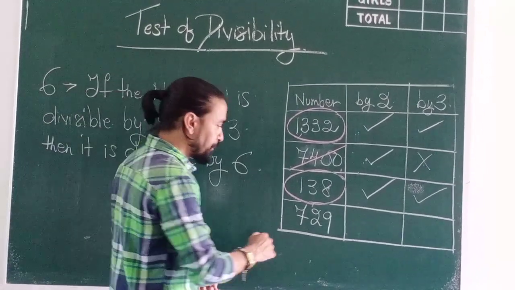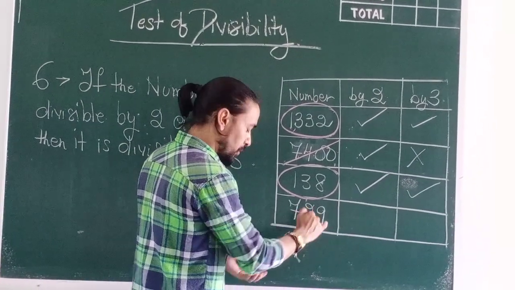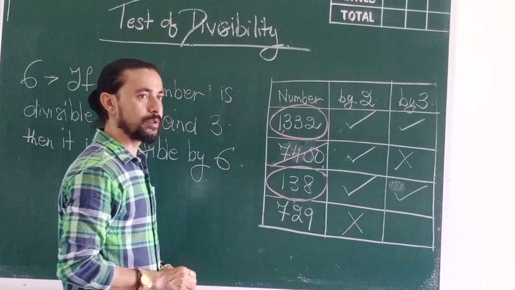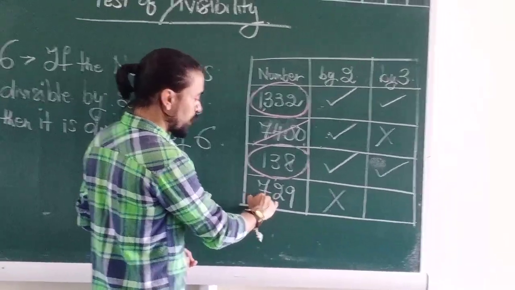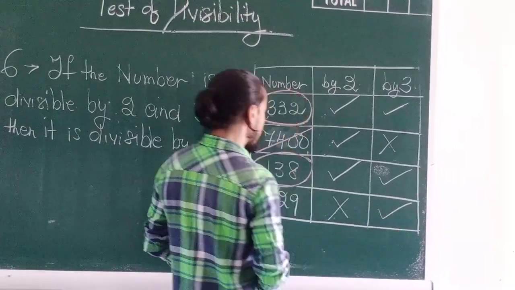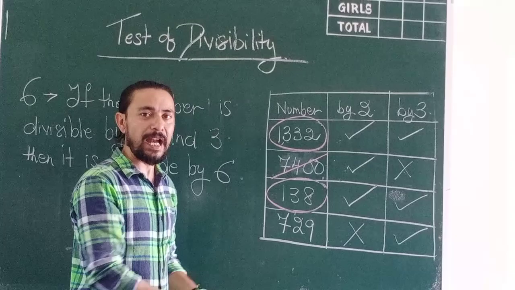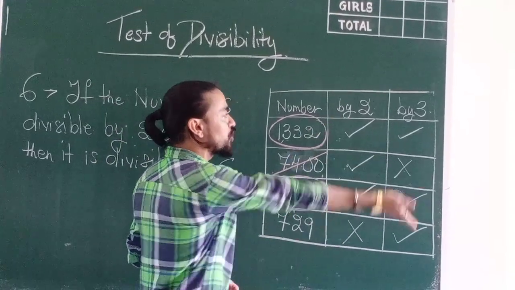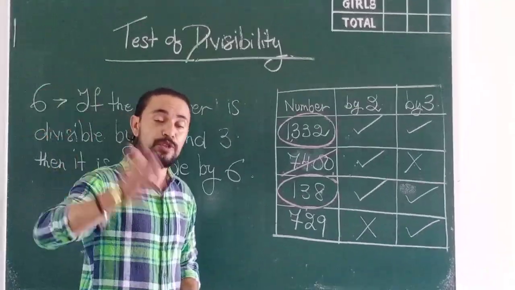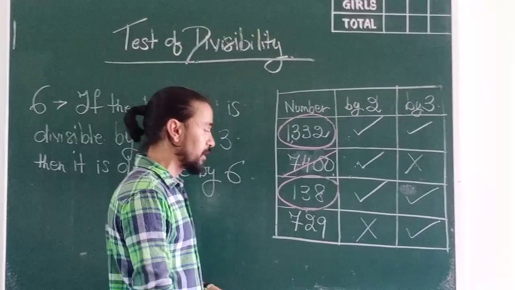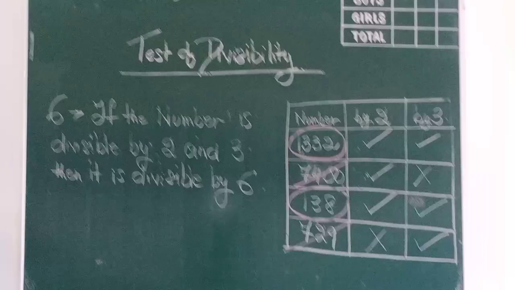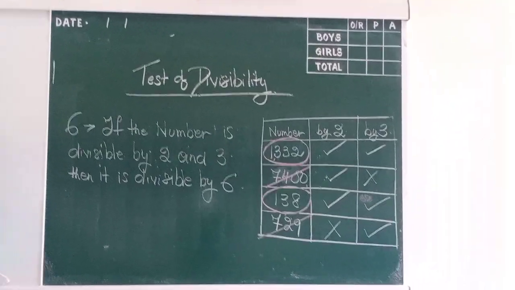720. Let's check this. Ending with even number? No. Not ending with even number, not ending with 0. So not divisible by 2. Divisible by 3. 7 plus 2, 9. 9 plus 9, 18. Divisible by 3. But it is not divisible by 2. It has to be divisible both by 2 and 3. Actually, once it's not divisible by 2, I don't check for 3. Because when it's not divisible by 2, obviously, it's not divisible by 6. The rule states that it has to be divisible both by 2 and 3. So this number is also not divisible by 6. And that is your test of divisibility for 6.